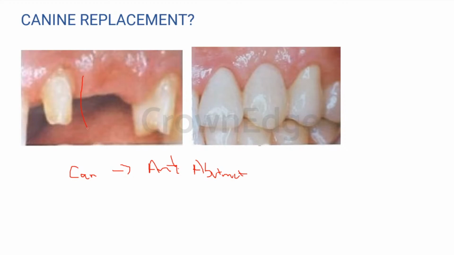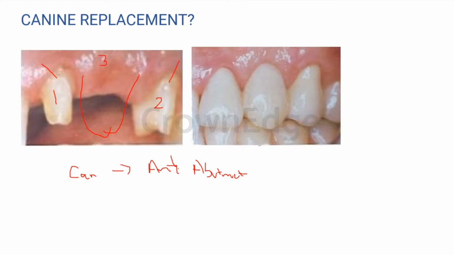of an issue, because when you replace your canine, you will be taking the support of your lateral incisor on one side and your first premolar on the other side. So this will become a 3-unit bridge. So these are your two abutments. Your pontic will be in your canine, and this is how you're going to fabricate it.